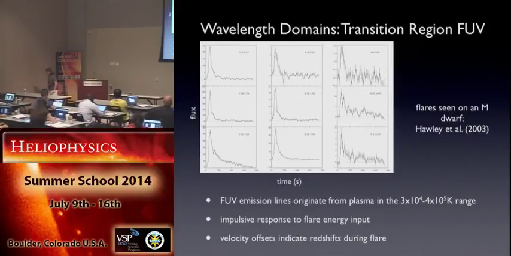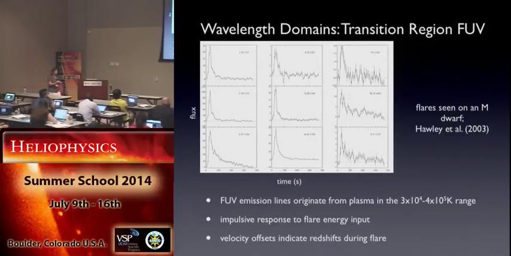This is an example of flares seen in the far UV, where you're seeing this transition region plasma, and the image contrast is not particularly good here. So the FUV region shows the impulsive response to the flare energy input.